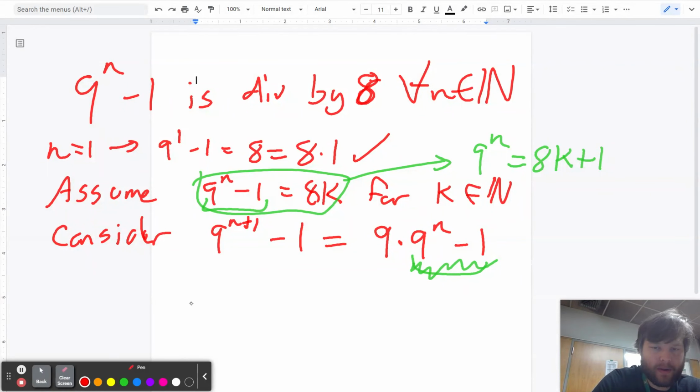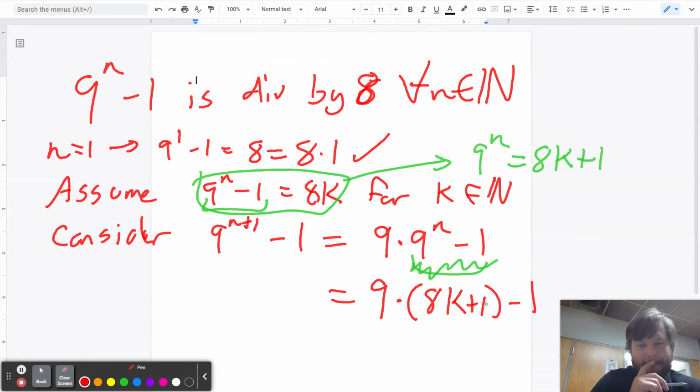I'm going to do equals 9 times (8k + 1) minus 1. Then I'm going to distribute the 9. So I guess, well, what am I trying to prove? It's divisible by 8. So I guess I don't really need, I know it's 72, I don't really need to know that it's 72. I can just write it like this: 8 times 9k plus 9 minus 1. So I'm still distributing it.